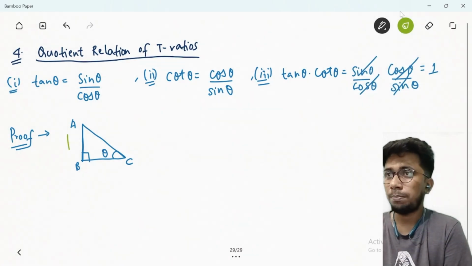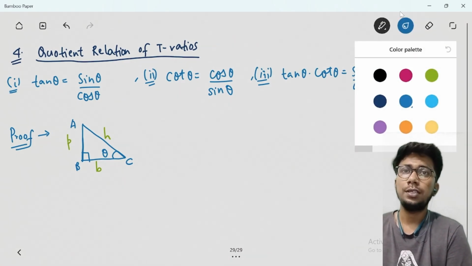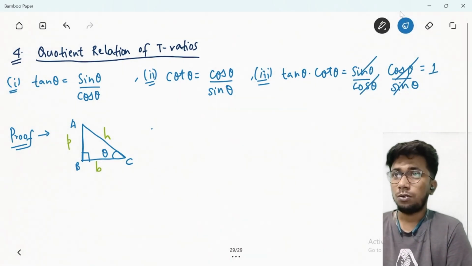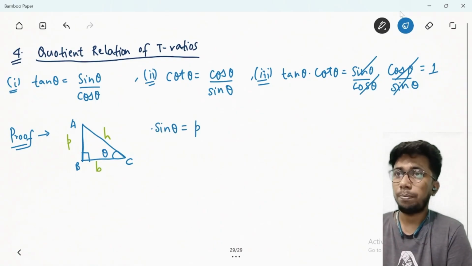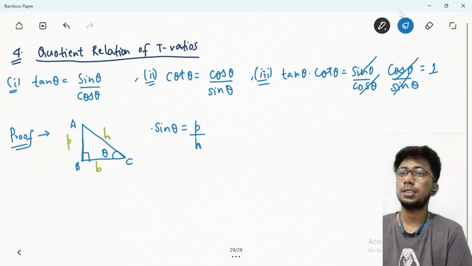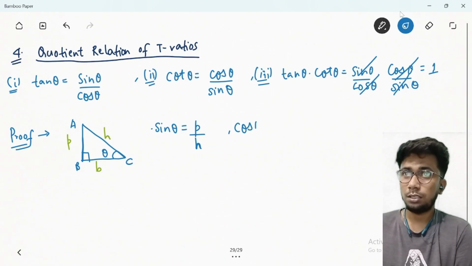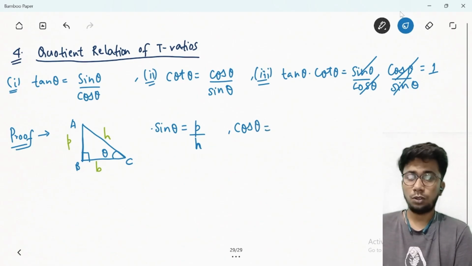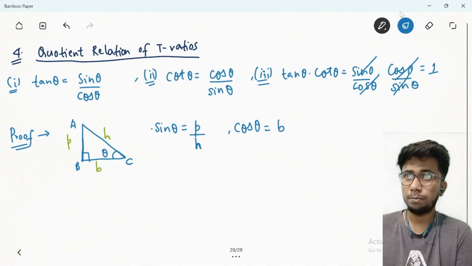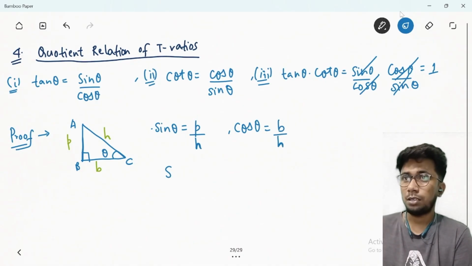Clearly ये हमारा perpendicular होगा, ये hypotenuse होगा, and this is going to be our base. Fine. What is your sin theta? Sin theta is perpendicular upon hypotenuse. Fine. And what is cos theta? Cos theta is base upon hypotenuse. What is sin theta upon cos theta?